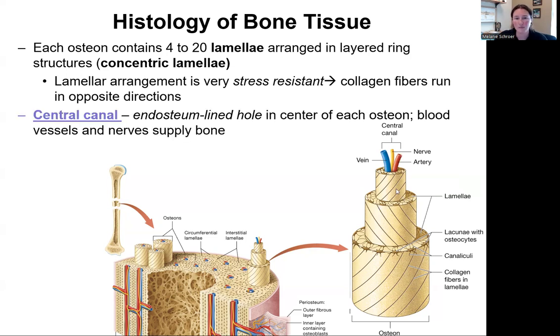Inside the lamellae, we have this canal. Think of a straw; inside the straw is a canal, an open space. This canal is lined with endosteum, so it has those osteogenic stem cells in it. They can be turned on to be bone-building cells or bone-breaking-down cells. And this is where our blood vessels are. Here we have an artery, a vein, and a nerve. These colors are the same all the time: red artery, blue vein, and yellow nerve.